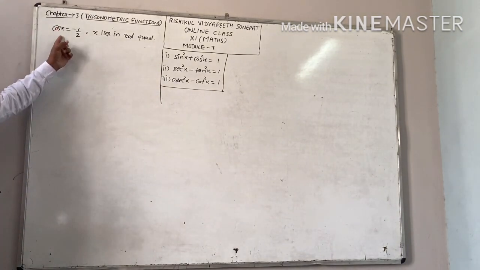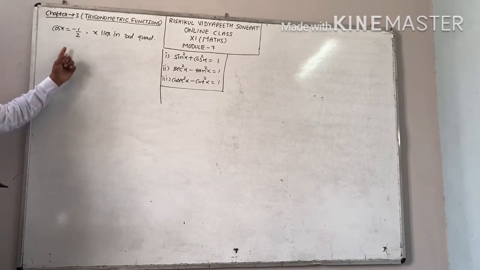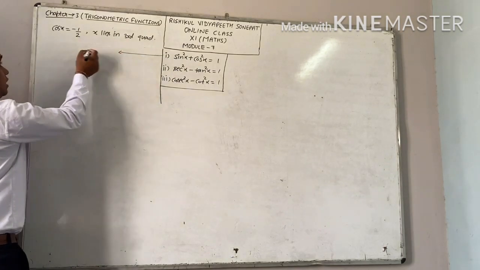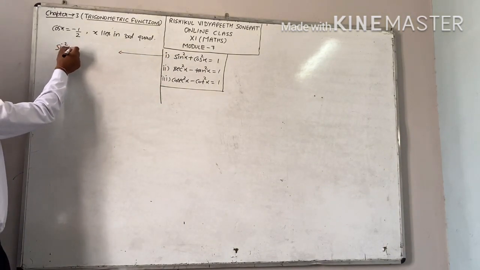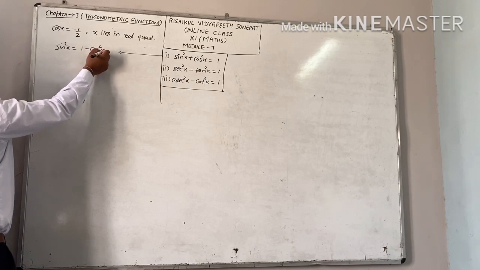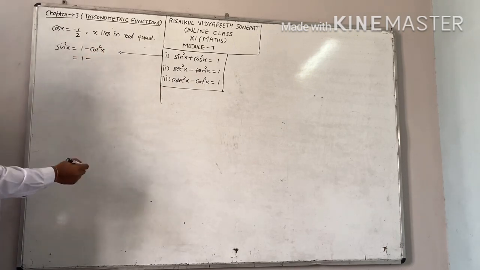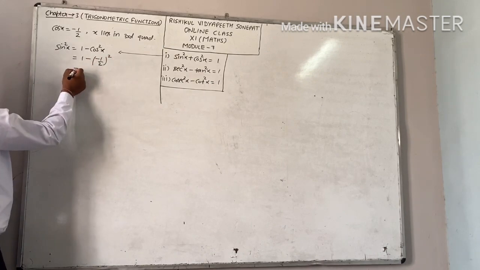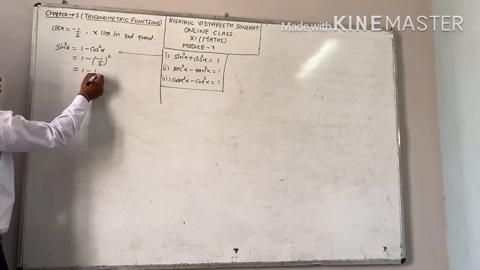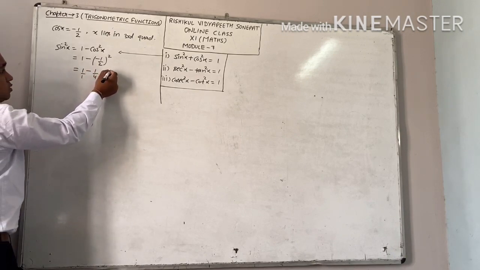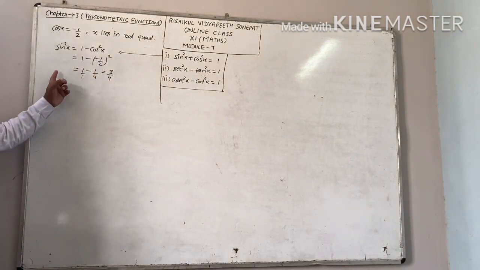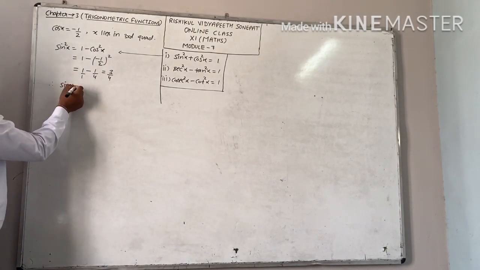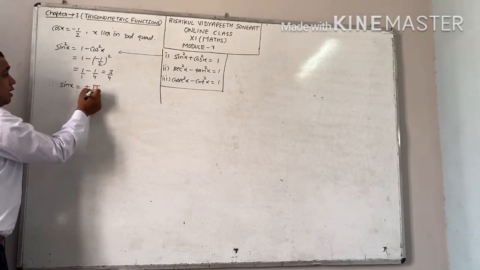Now see here, the value of cos x is given to you. Now I will find out the value of the remaining 5. Use this identity. From this identity, you can easily write sin square x equals 1 minus cos square x. Now put the value of cos x, minus 1 by 2 whole square. 1 minus square is plus. This is your 1 minus 1 by 4, which is 3 by 4. Now the value of sin square x is 3 by 4. Therefore, the value of sin x will be plus minus root 3 by 2.